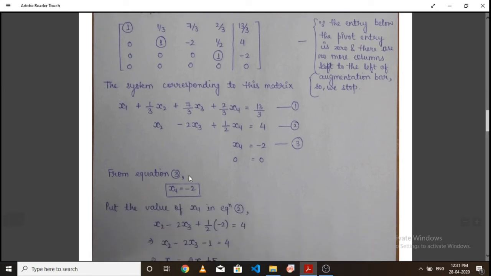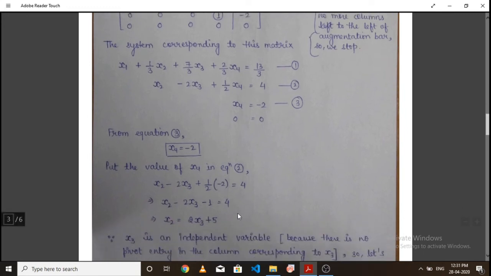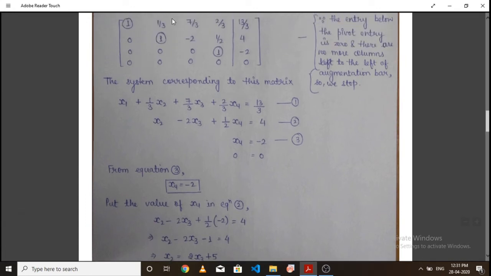From equation number 3, x4 is -2. Then put the value of x4 in equation number 2, then you will get x2 is 2x3 plus 5. Now see, in the final augmented matrix, the column corresponding to the x3 variable does not contain any pivot element. Therefore, x3 is my independent variable.